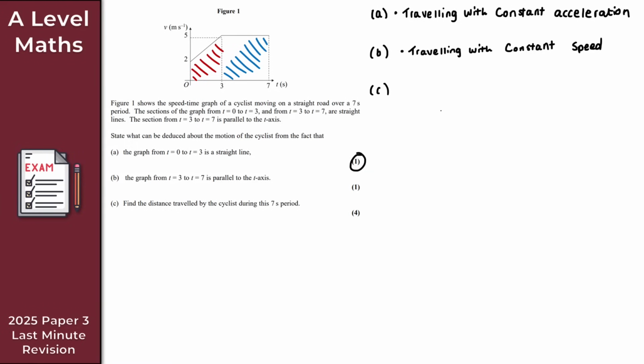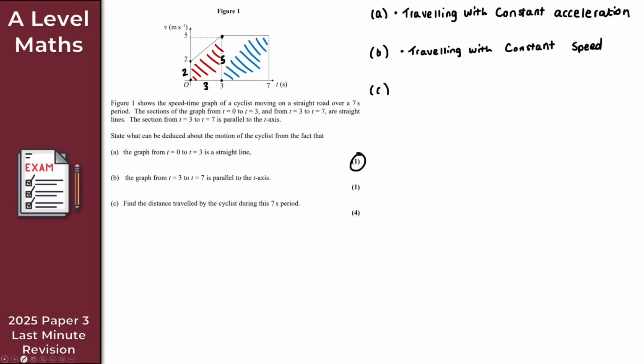What we'll do then is just find the 2 separate areas, right? So for the area of the trapezium here, should be nice and straightforward. So this height here, my parallel height is 2. This height here is 5. So we add those together, divide by 2, and then we times here by the base, which is 3.